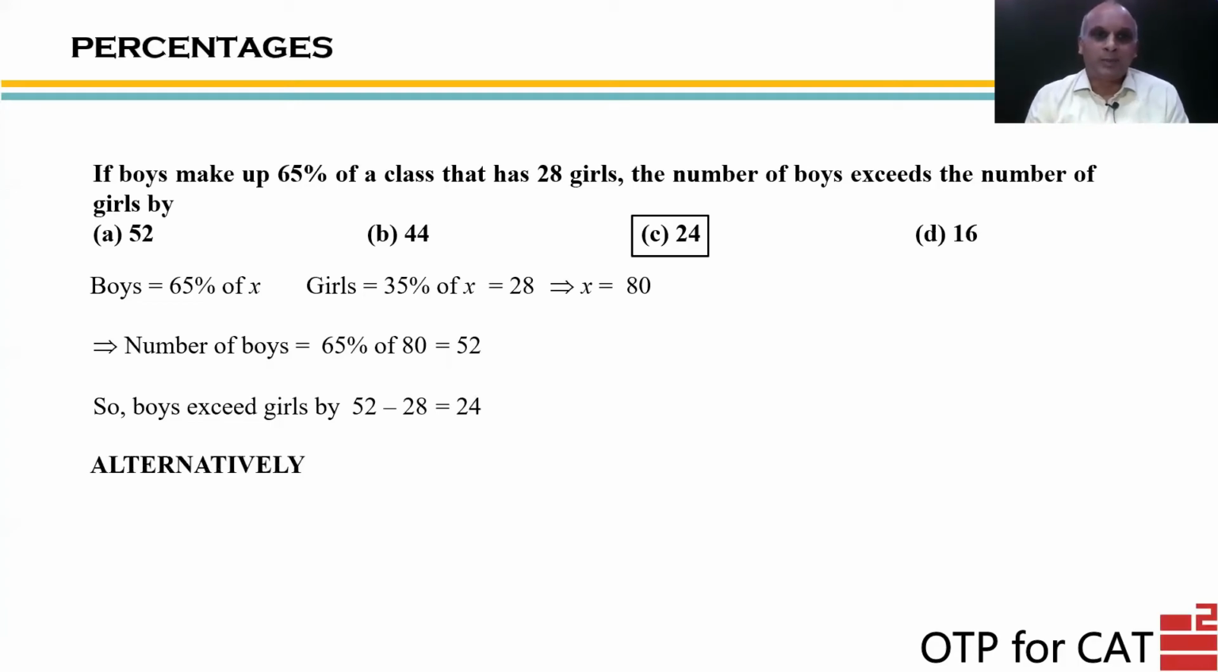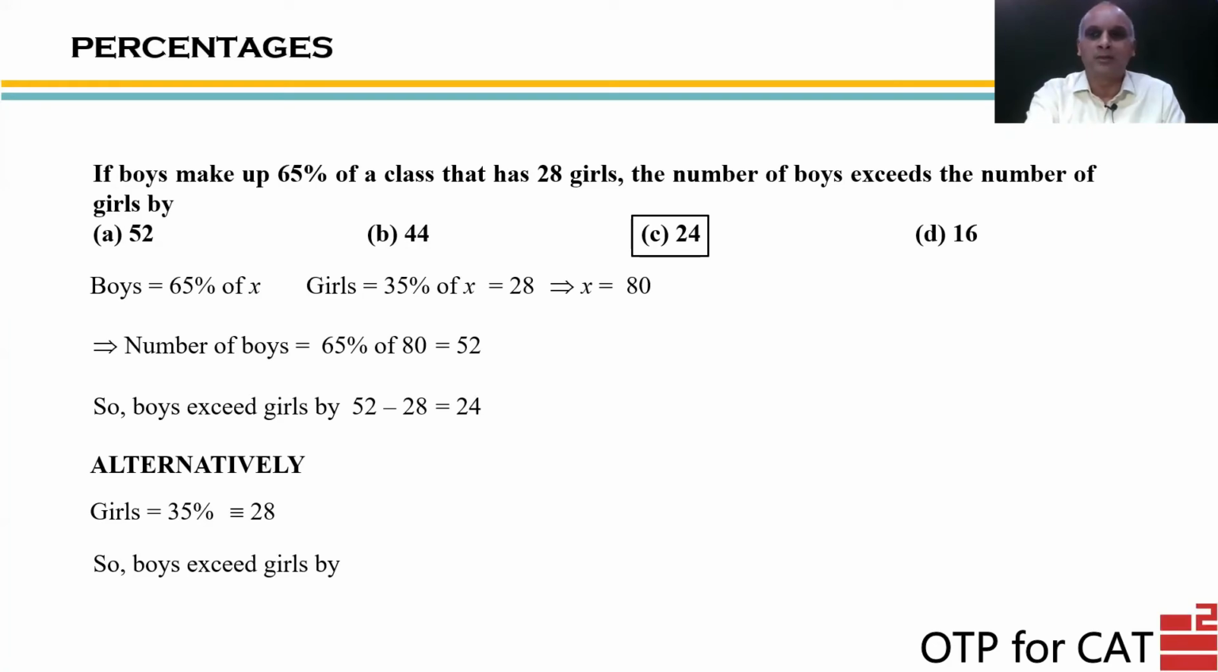Alternatively, if I deal purely with percentages, what do I get? The difference of the boys' and girls' percentage values is 65% minus 35%, which is 30%. Now we see that 35%, which is the number of girls, is equivalent to 28. We don't need to find out the total number of students in the class. I repeat, 35% is equivalent to 28. Now boys minus girls is 30% because that's 65% minus 35%.